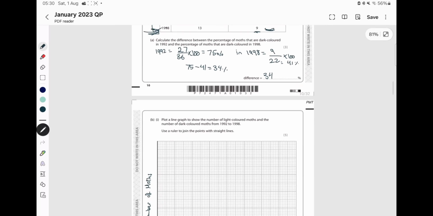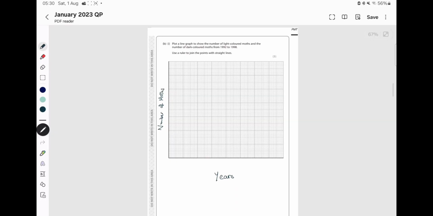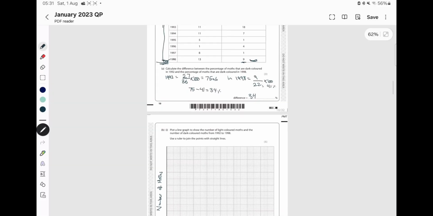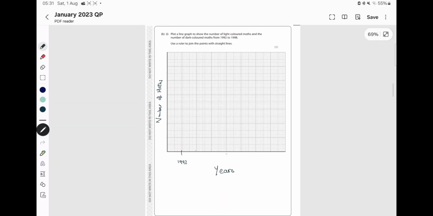We're going to plot that here on the graph. So we have 1, 2, 3, 4, 5, 6, 7, 8. 1992, and moving on through the years: 1993, 1994, 1995, 96, 97, 98. Okay, so now we plotted our years.